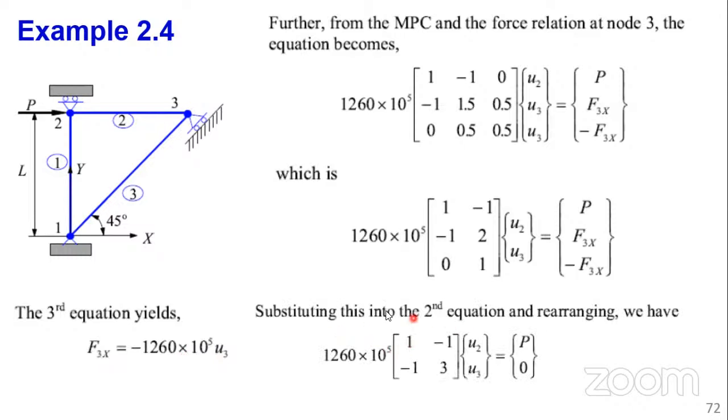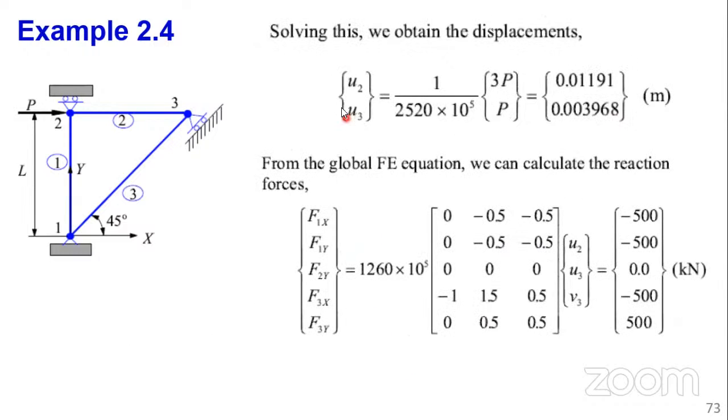Now you start substituting, it's just a matter of solving. You're able to obtain what U2 is, what U3 is, and then you can obtain all the other quantities, what F1x, F1y are, and so on and so forth. So work that out. It's as simple as that.